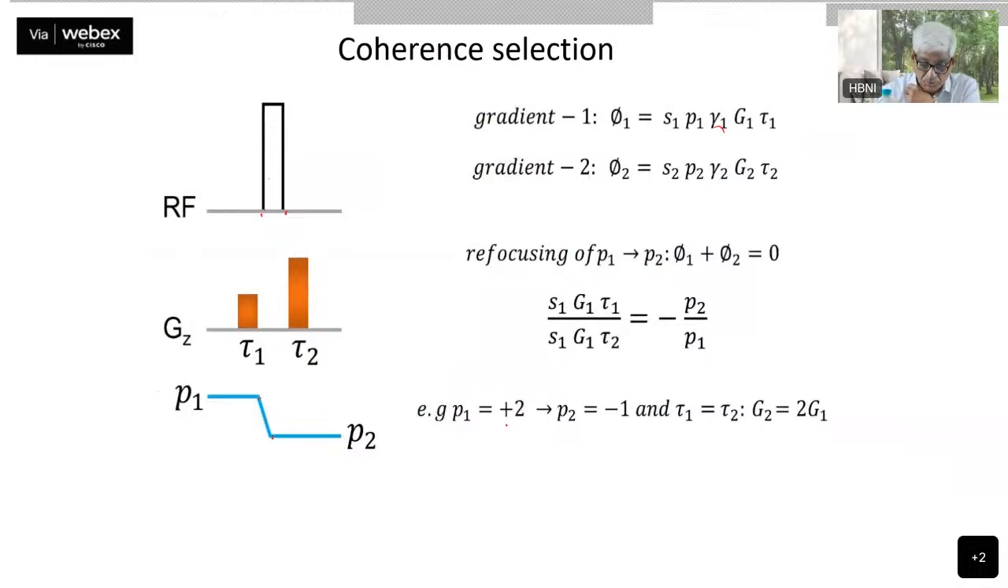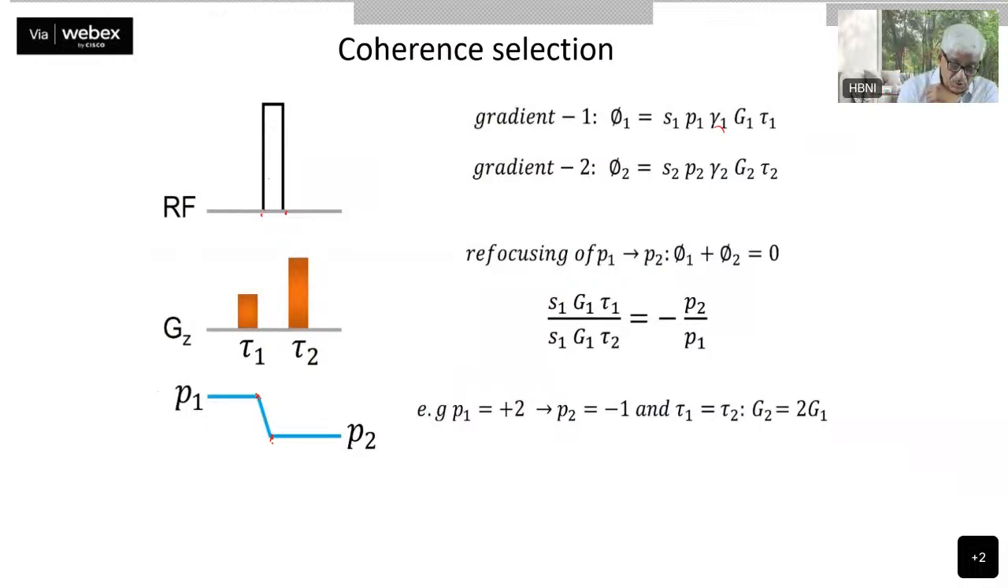When you put P1 is equal to plus 2 and P2 is equal to minus 1. We have said that the coherence order can be of anything, 1, 0, 2, whatever it can be. Let us say P1 is equal to 2 and P2 is equal to minus 1. This is what happens in the double quantum filtered COSY. In the double quantum filtered COSY, you came here with the double quantum signal, and this pulse converted that into a single quantum signal here. So it comes here with a single quantum. Double quantum cannot be observed, right? So therefore, you have to convert that into single quantum.